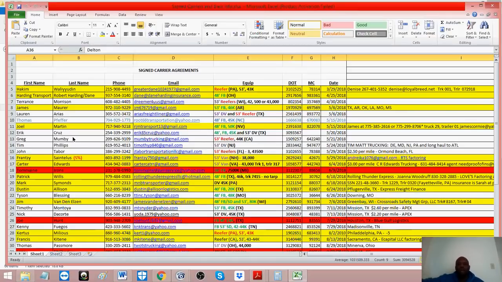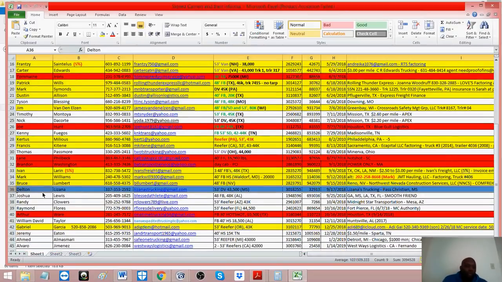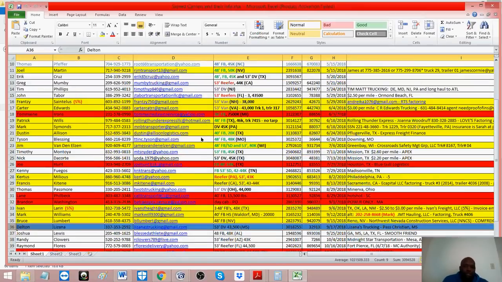Hey, I'm stuck here, or I need a backhaul out of here. Can you help me out? I don't deal with them on a regular basis, but I still have a dispatch agreement for it. And then this blue one here, his MC had expired, so he's going through the process of renewing that. I still have a dispatch agreement with him because he ran pretty consistently, so I kept him in my spreadsheet.